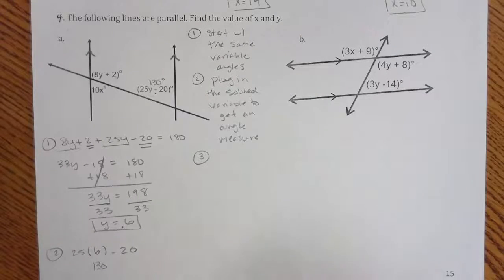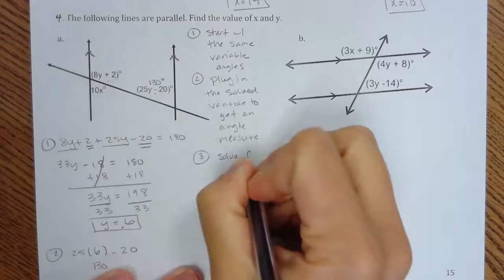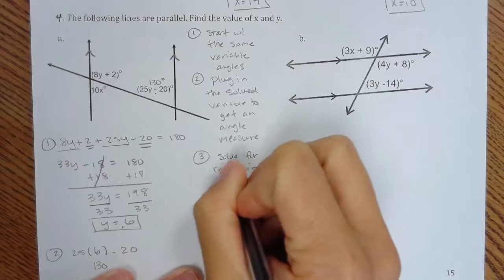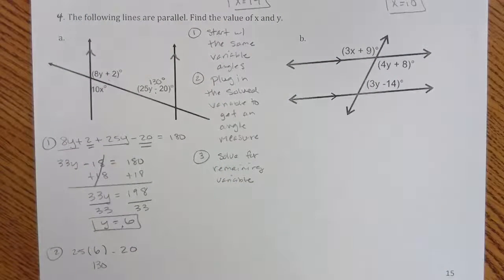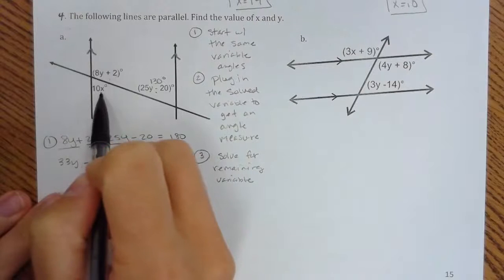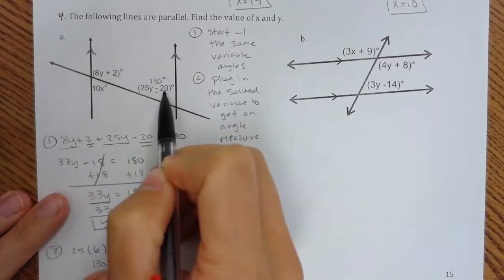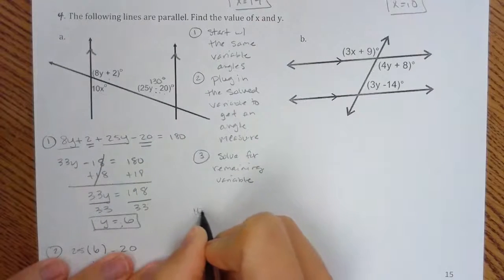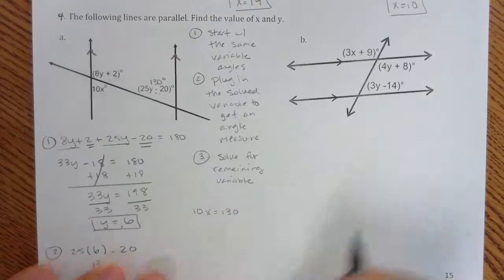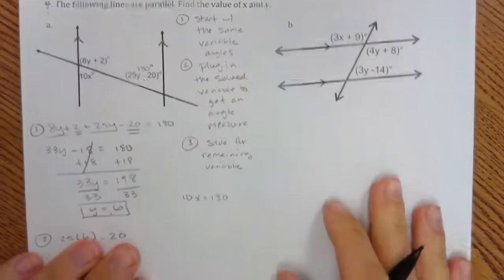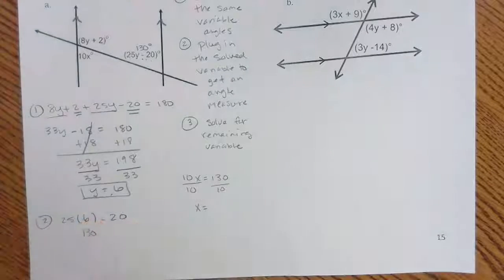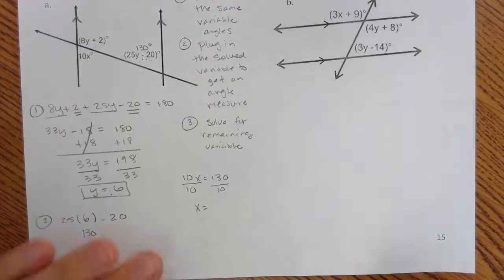Now, our third job is to solve for the remaining variable. The remaining variable is x. We know that 10x and this 130 degrees are alternate interior angles. If they are alternate interior angles, we can set them equal to each other because they're congruent. So we'll go ahead and divide by 10. 130 divided by 10 is 13.